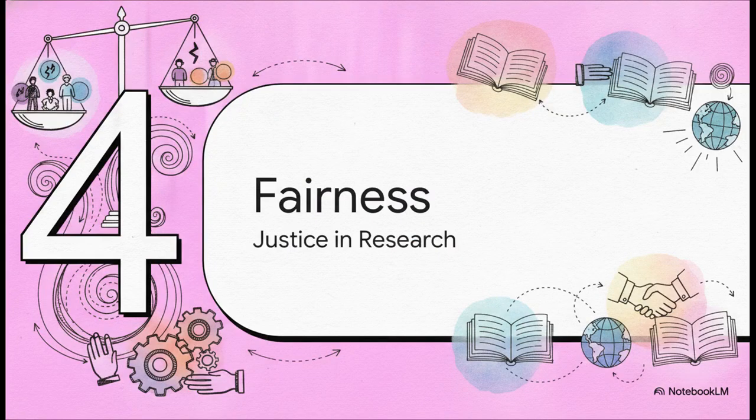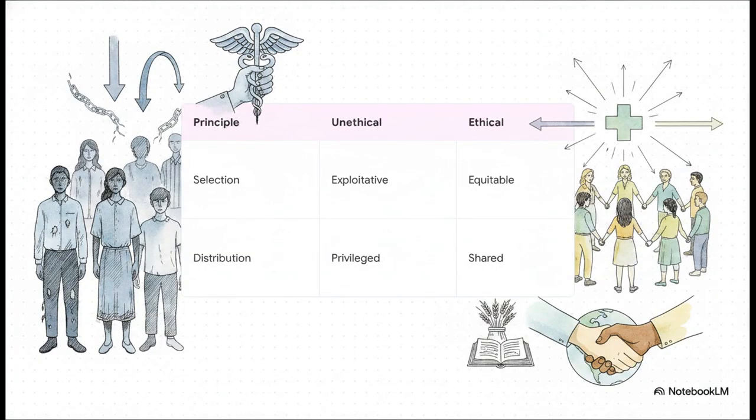All right, Section 4, Fairness and Justice in Research. Justice in research demands that the burdens of research and the benefits that ultimately come from it are shared equally across society. It's simply about fundamental fairness.